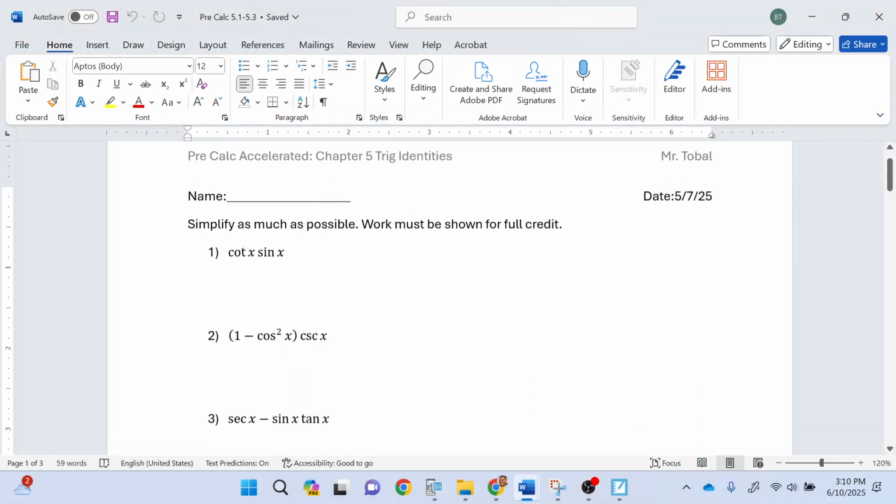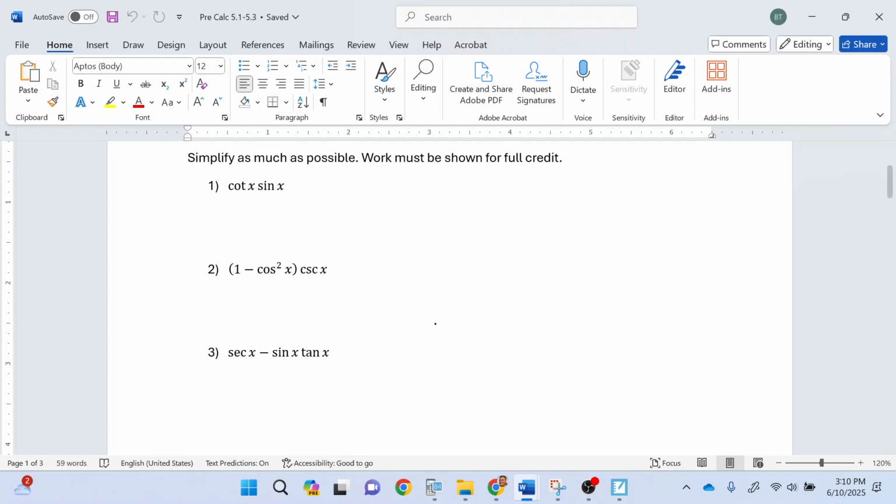Let's go to chapter 5 here. This is the trig identities. Tough for some people. So cotangent, I could rewrite it as cosine over sine times sine. Cross these out. That means it's just cosine x.